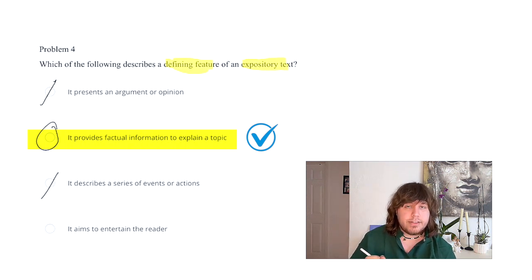And then D says it aims to entertain the reader. No, the topic in an expository text can range from serious to just purely factual. It's hardly ever entertaining, and that's never really the primary purpose of an expository text. So that's why we get rid of D. B is our correct answer because it reads, it provides factual information to explain a topic. That's exactly what an expository text does. That keyword explain equals expository.